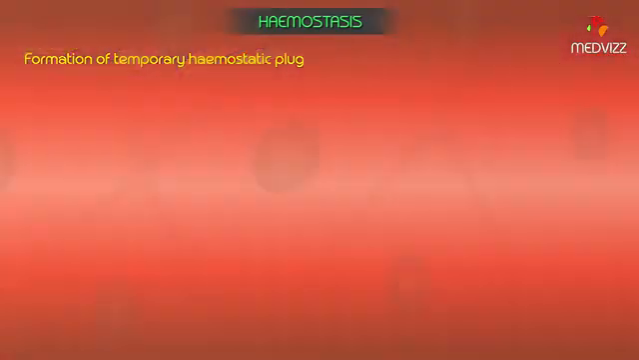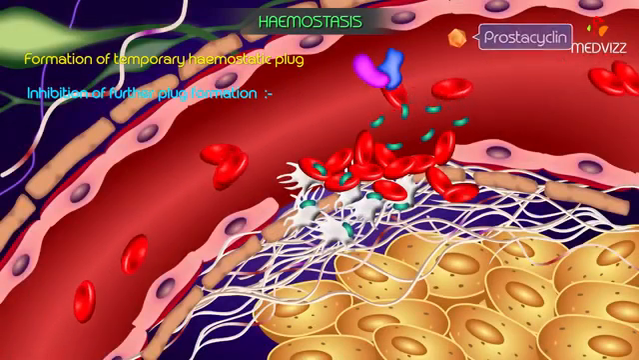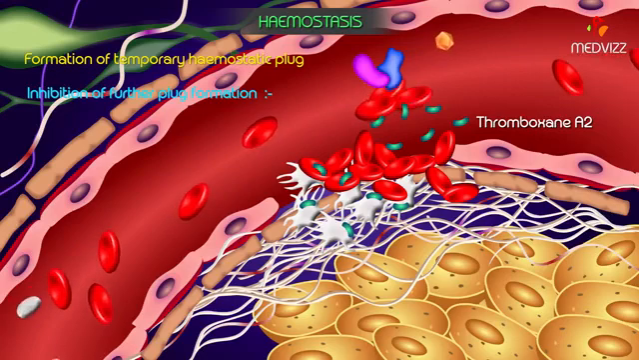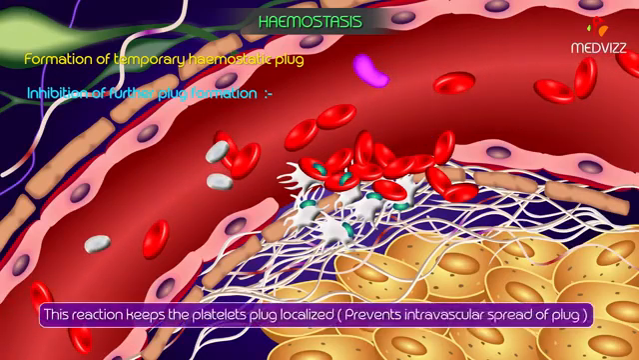Inhibition of further plug formation. Prostacyclin formed from the membrane phospholipids inhibits thromboxane formation and thus curtails the process of further plug formation. This reaction keeps the platelet plug localized, that is, prevents intravascular spread of plug.